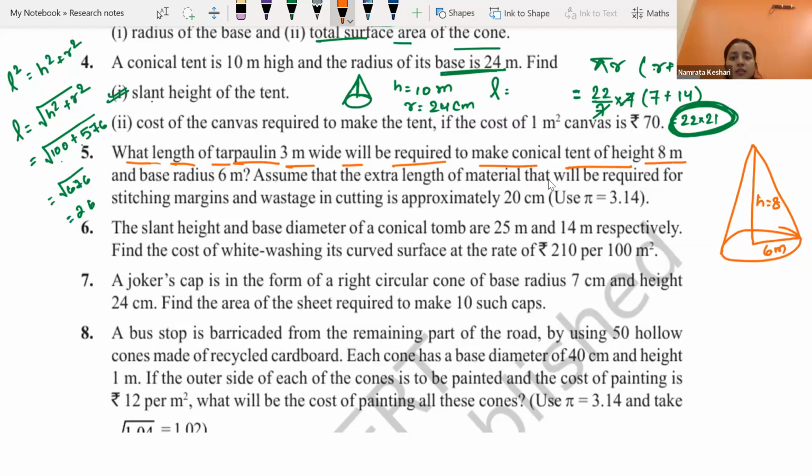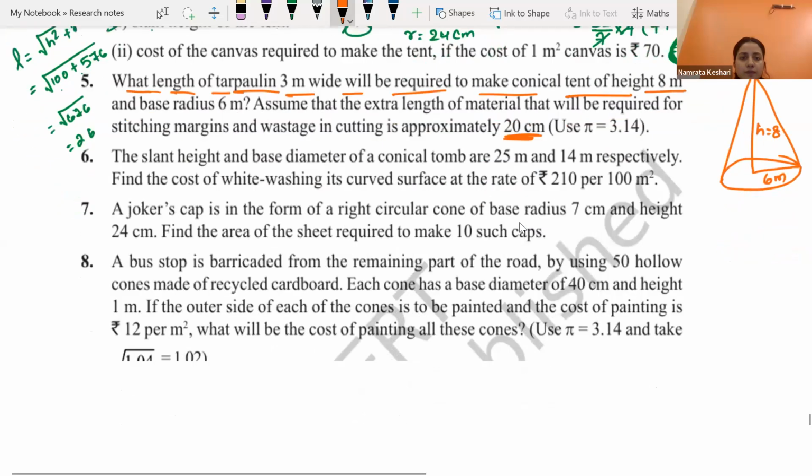Assume that the extra length of the material that will be required for a stitching margin and wastage in cutting is approximately 20 centimeter. This is the extra. The cloth is 3 meter wide, and this 20 centimeter. Basically we need to find the area from here.